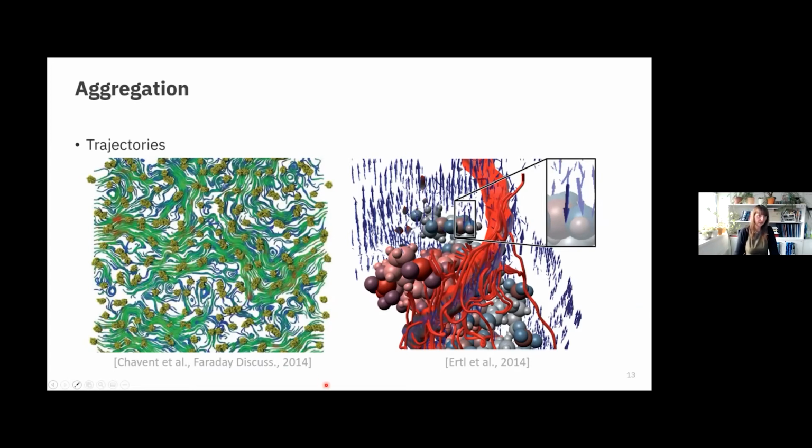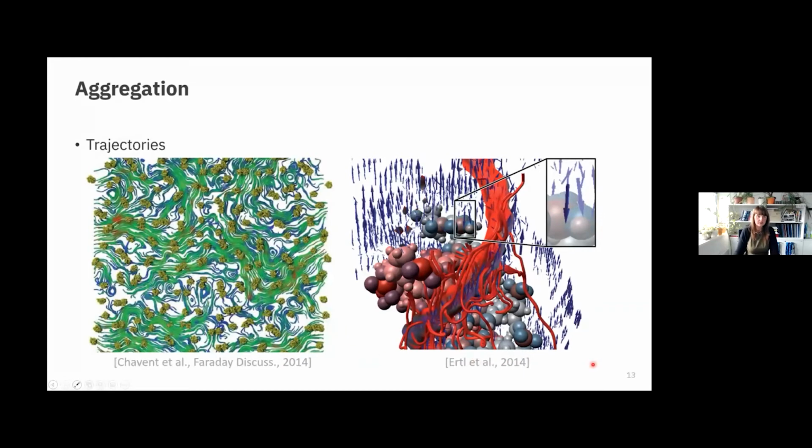One of them is from Mathieu Chavin and his colleagues. It's here on the left side, where we are showing streamlines of lipid diffusion in molecular dynamics simulations on some large membrane systems. So we are seeing trajectories of these individual molecules, small yellow ones, over time. You can see nicely the flow of them over time.